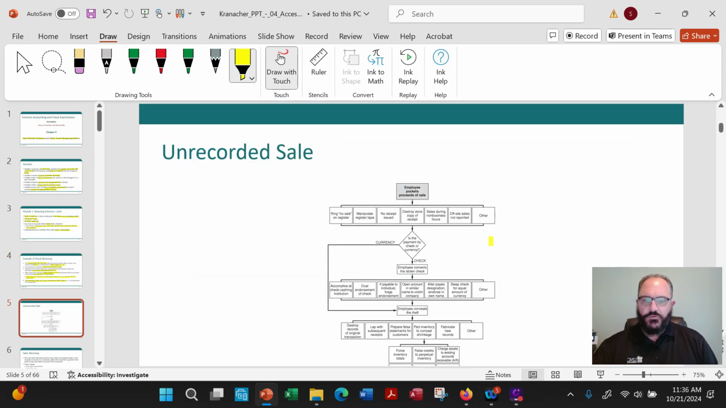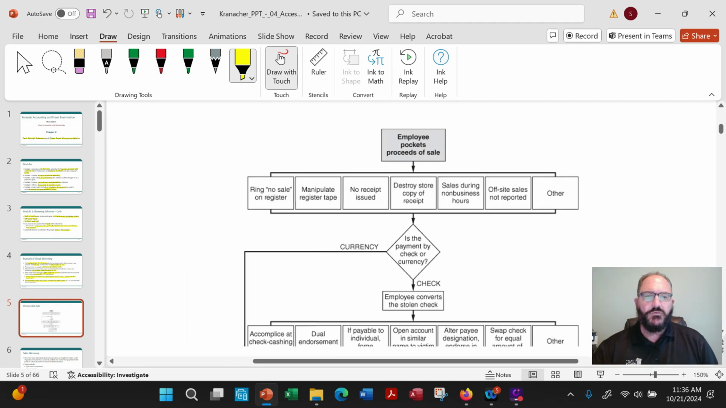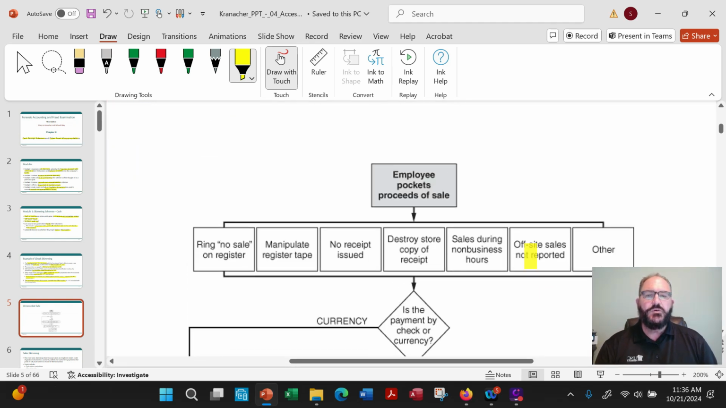Okay, here, let's take a look. Let me try to make this bigger for you so you can see it. So the employee pockets the proceeds of the sale. Here are different ways they could do it. No ring on the register for the sale. They can manipulate the register tape, or destroy the store copy of the receipt, depending. No receipt is issued. Sales during non-business hours. So you can see this is a way to pocket the money directly.